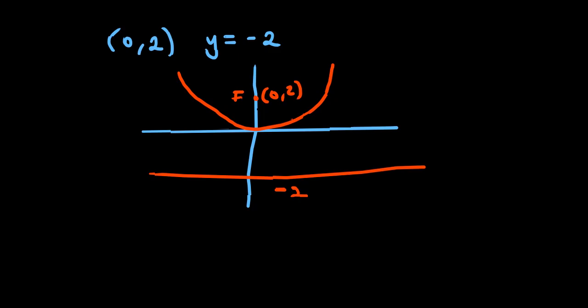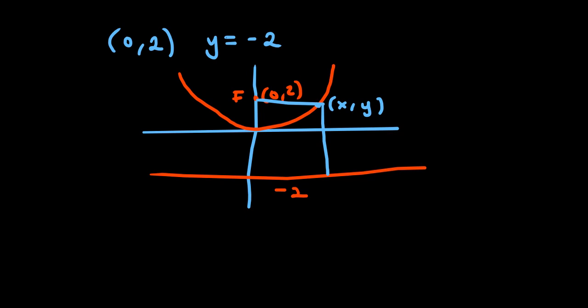So on the parabola we said it's a point x comma y. So what I must find is the distance from there until I reach that point, and from there till I reach the directrix. So how do I do that? I will use the distance formula.